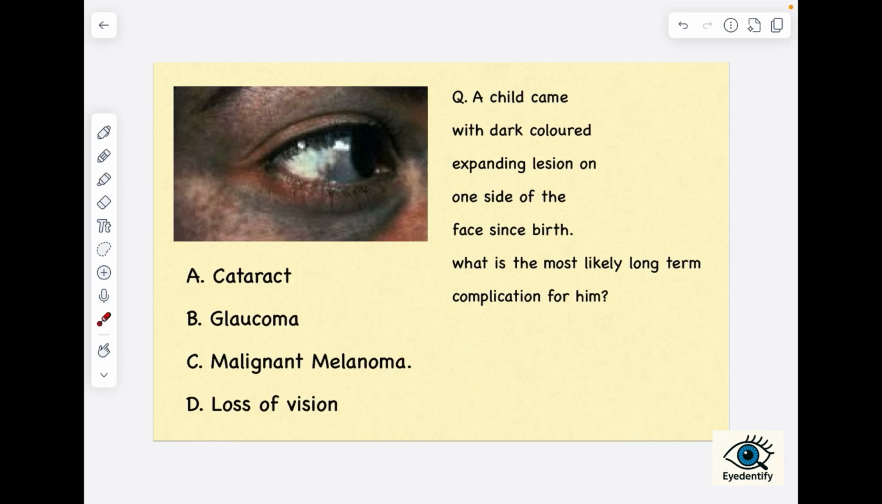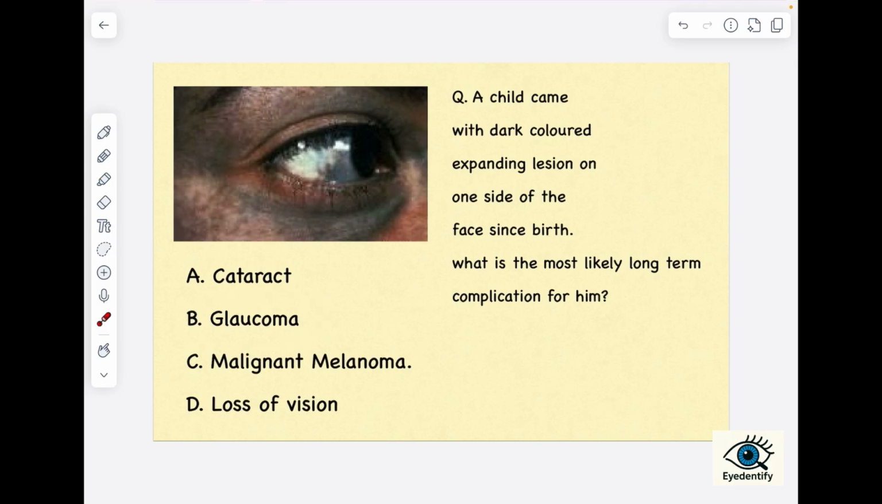Fourth question: a child came with a dark colored expanding lesion on one side of the face since birth. What is the most likely long term complication for him? So the keyword here is dark colored expanding lesion on one side of the face since birth. The complication options are cataract, glaucoma, malignant melanoma, and loss of vision. So the answer is glaucoma.